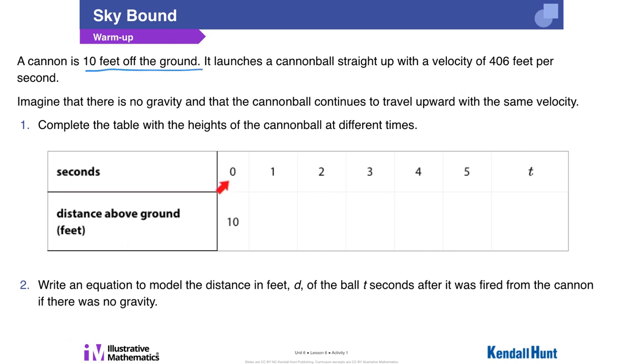So we can see at 0 seconds, our distance above the ground is 10 feet. It launches a cannonball straight up into the air with a velocity of 406 feet per second. And there is no gravity, so it's just going to keep going up at that same speed. So after 1 second, it'll have gone 406 more feet, so it's now at 416 feet in the air because it started at 10. At 2 seconds, it'll go another 406 feet.